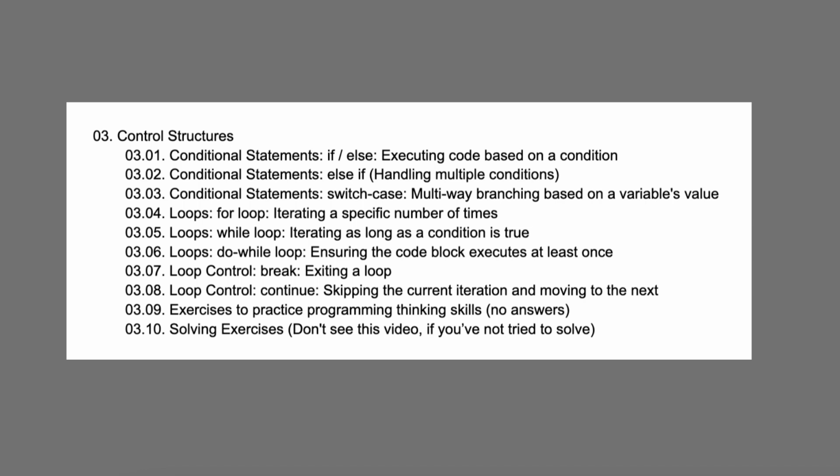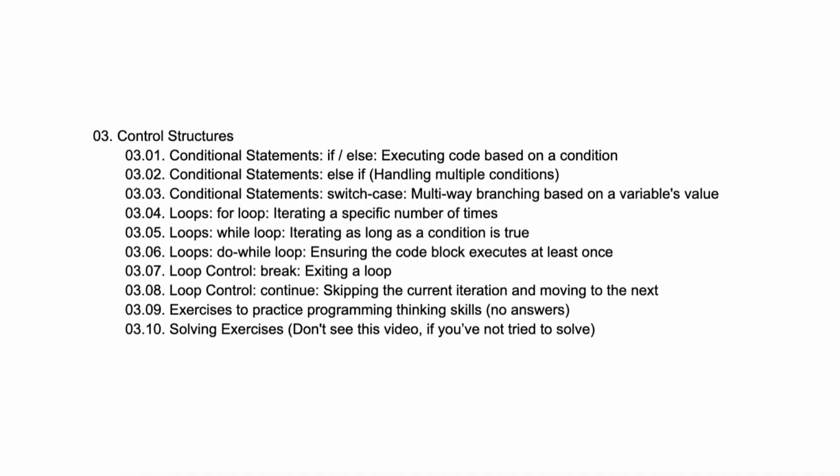Seventh, loop control: break, exiting a loop. Eighth, loop control: continue, skipping the current iteration and moving to the next. Ninth, exercises to practice programming thinking skills. No answers, this lesson does not include the answers. Tenth, solving exercises. Don't see this video if you've not tried to solve.